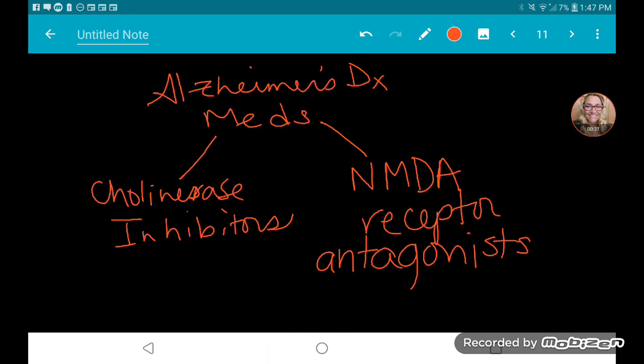If you can, without looking at the screen, tell me what the two classifications of medications are that are the major classifications of medications used to treat Alzheimer's disease. If you said cholinesterase inhibitors and NMDA receptor antagonists, you are correct.